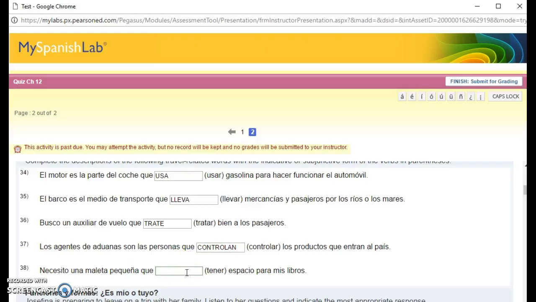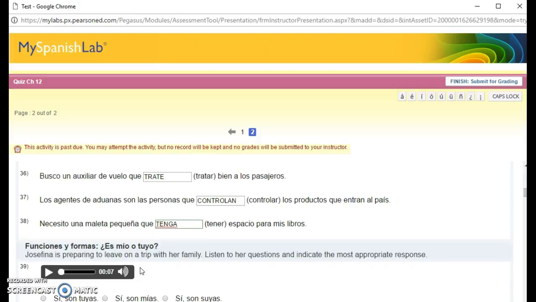Those are the people. And I need a small bag that has space. And again, if you need a small bag that you don't have yet, it's non-specific. You don't know which one it's going to be. You don't know if you're going to find it or not. You've got to use subjunctive in there, since that doesn't exist for you yet. I need a small bag that has space. Well, you may find it, you may not find it, right? So you got to use subjunctive in the second part of the sentence there.